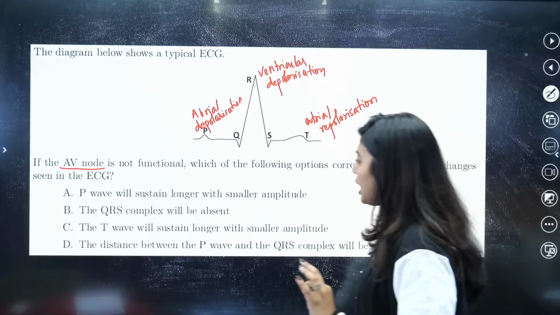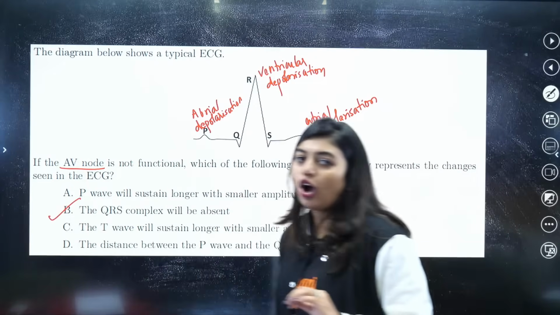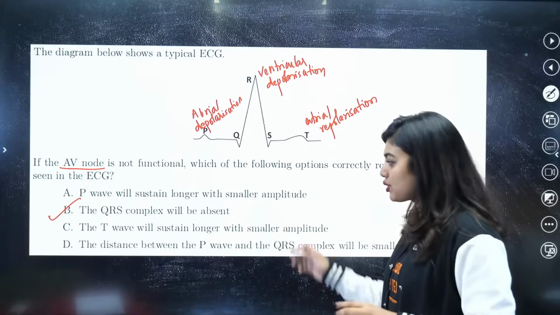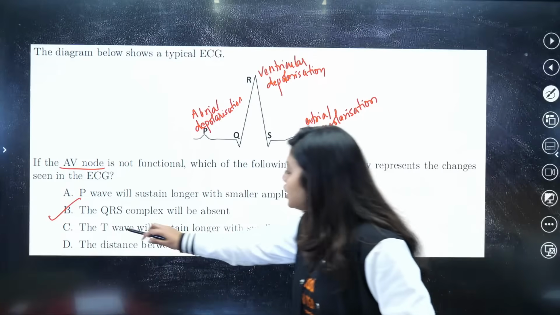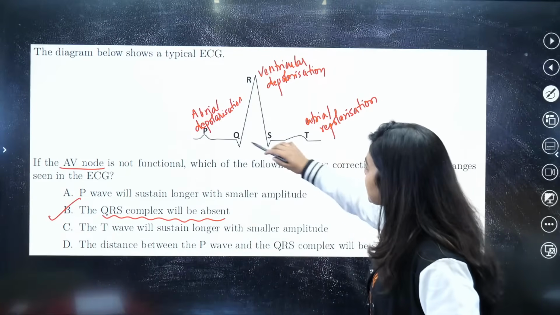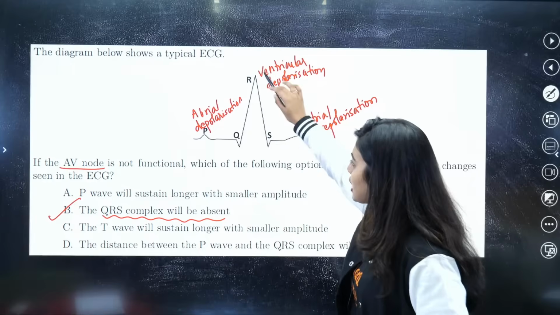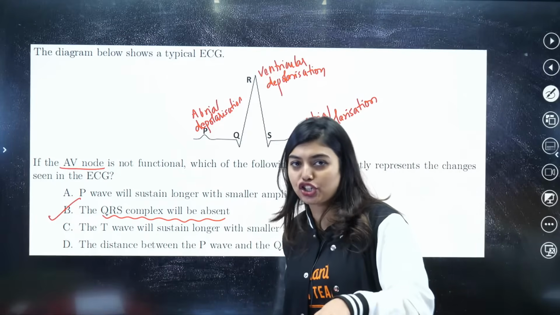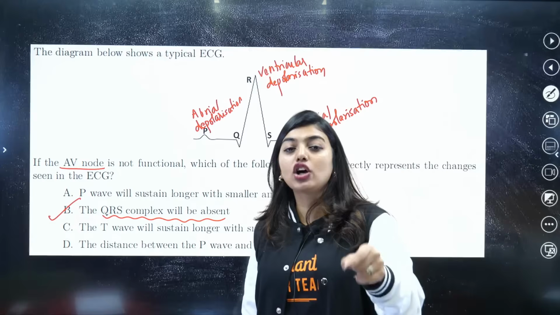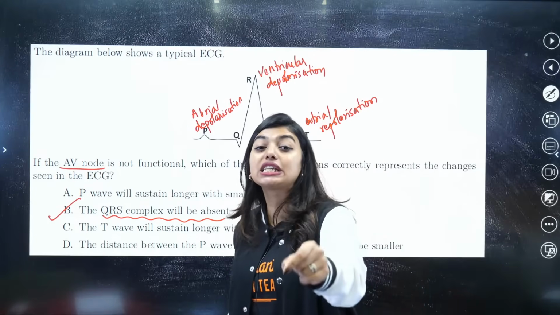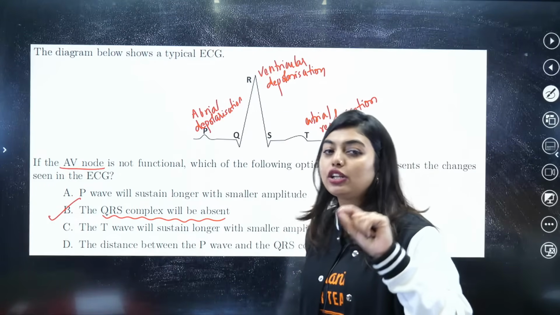Very good, Vaishnavi. The answer is option number B. Always you people are telling option number A. Now you see option number B is the answer, because the QRS complex will be absent. This is ventricular depolarization when AV node is not functional. Okay, that will cause a problem in the ventricle. So the answer is B, not A.